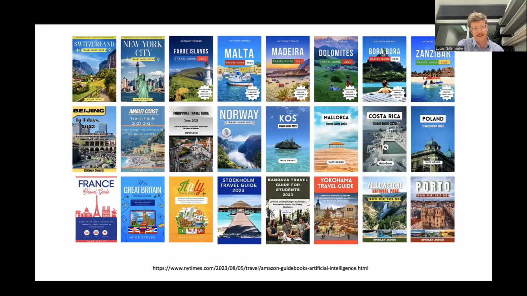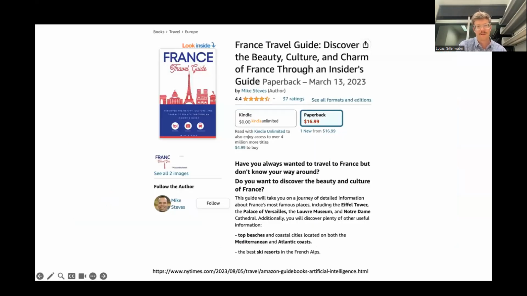that went over the fact that a lot of people have been producing new travel guides. If you look at the dates for all of these travel guides that I have displayed on the slide, you can see that they're all 2023. And if you go to Amazon and look specifically at some of these, they look pretty legitimate. This one right here has a France travel guide. It's written by Mike Steves. It has a 4.4 rating over 37 ratings.